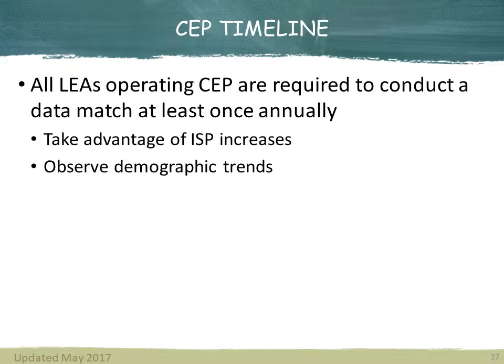At least a match once annually, and that's to be able to take advantage of any ISP increases and then observe demographic trends. And what they mean by that is you can kind of get an idea of, hey, the area is changing, our numbers are slowly decreasing, let's come up with a game plan before we get to year 4. So they're wanting you to kind of look at your numbers ahead of time.